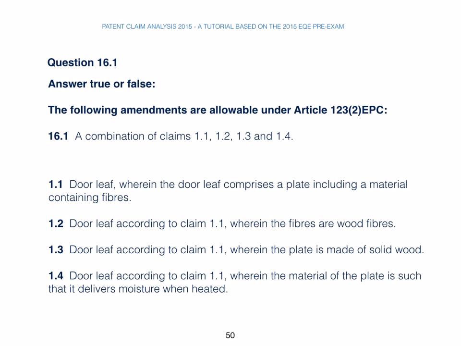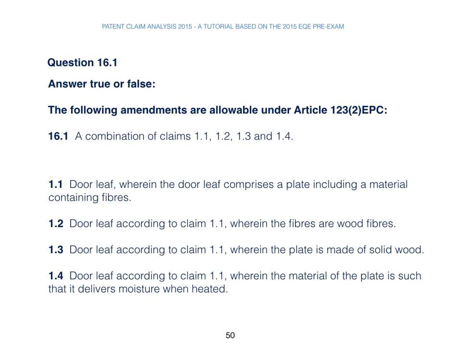1.1, a door leaf comprises a plate including a material containing fibers. 1.2, the fibers are wood fibers. 1.3, the plate is made of solid wood. 1.4, the material of the plate is such that it delivers moisture when heated. Obviously, the individual claim dependencies do not provide a basis for the overall combination.